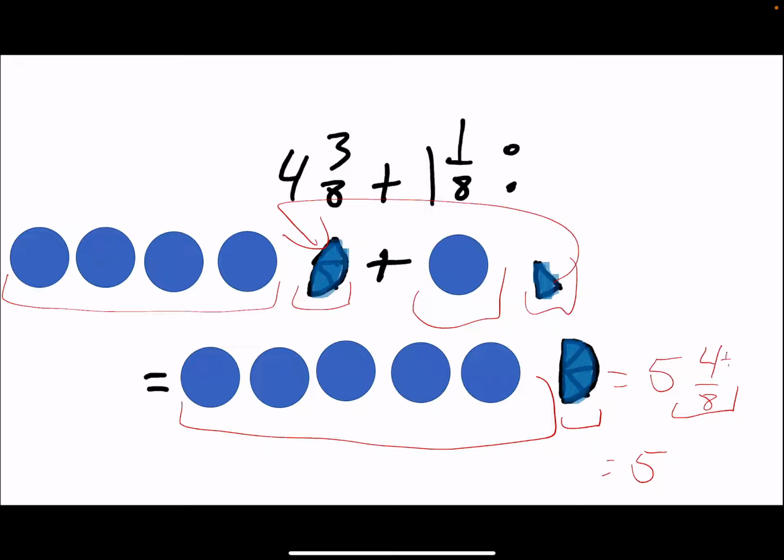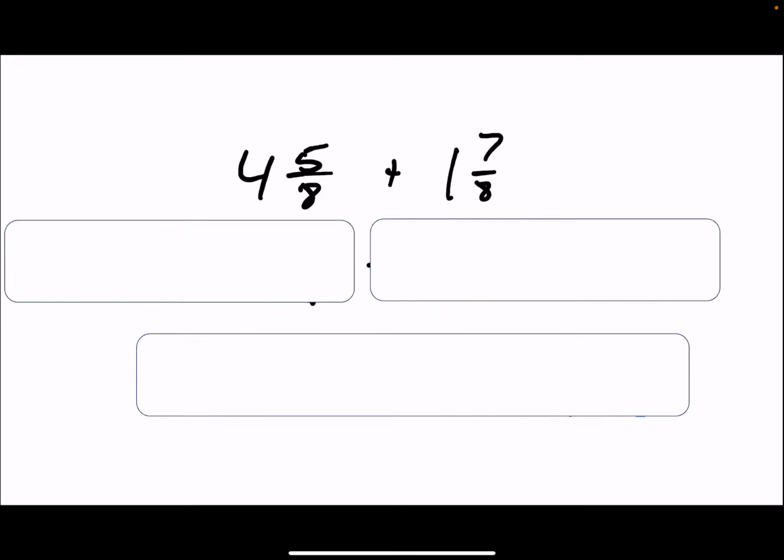But I'm going to find the greatest common factor between the two, and I'm going to divide the numerator and the denominator. And so what does that look like? So 4 divided by 4 is 1, 8 divided by 4 is 2, and look here, is that a half of a circle? It's a half of a circle. All right, so now I have 4 5/8 and 1 7/8.